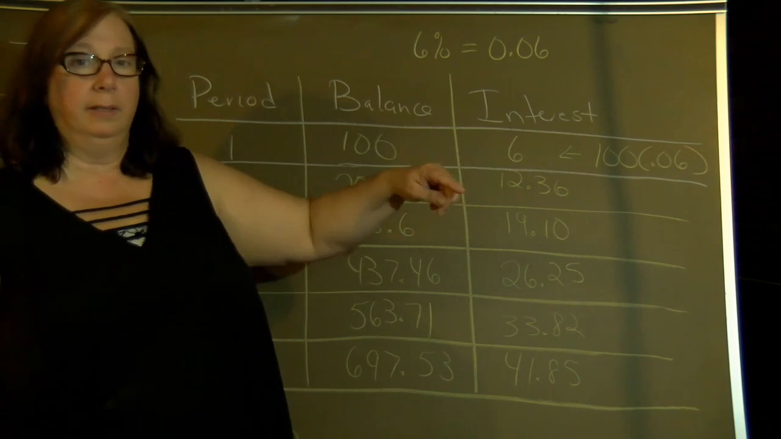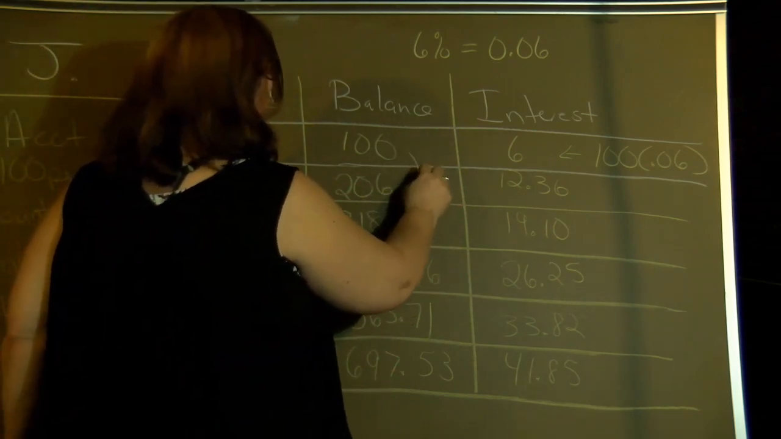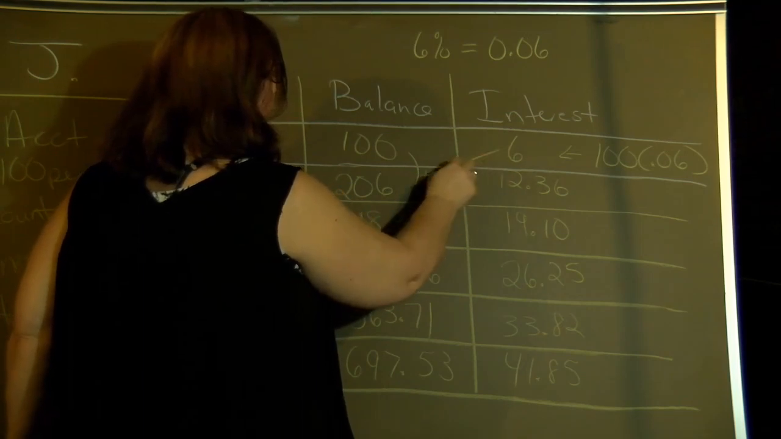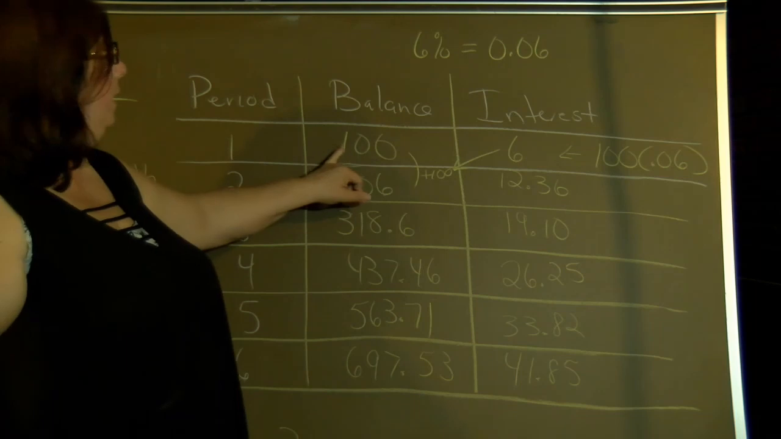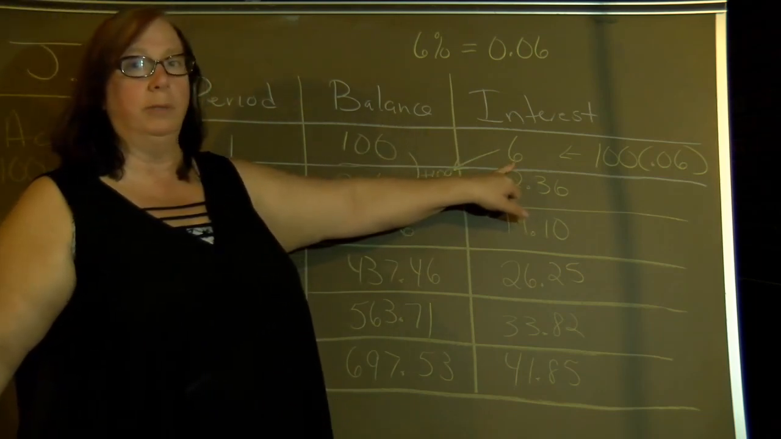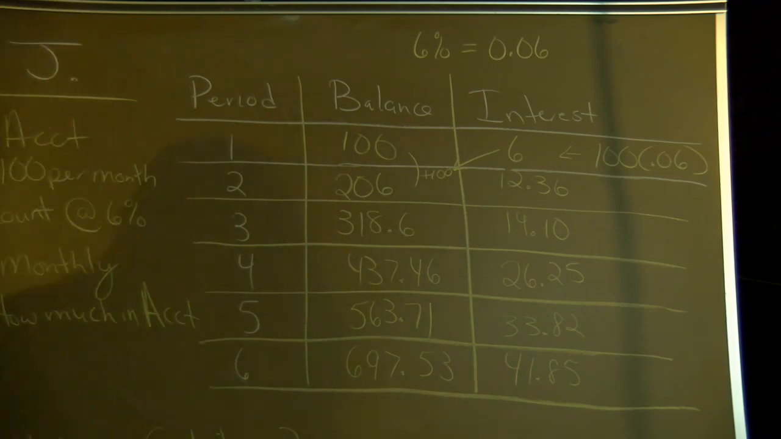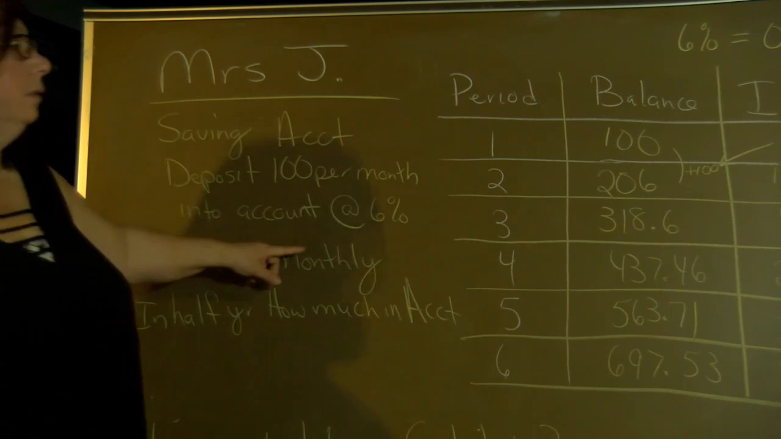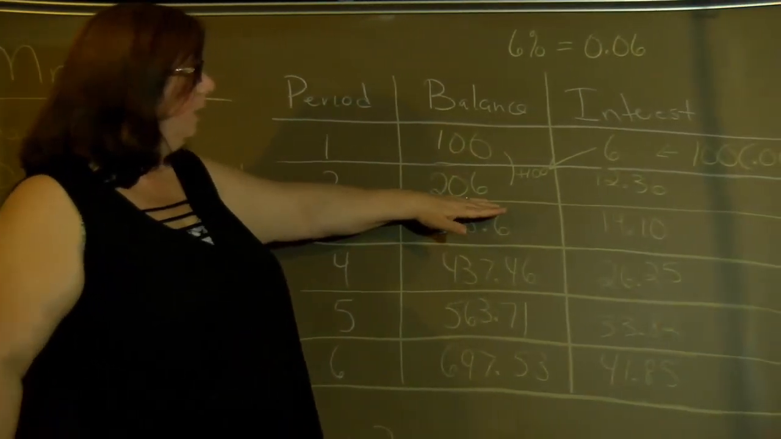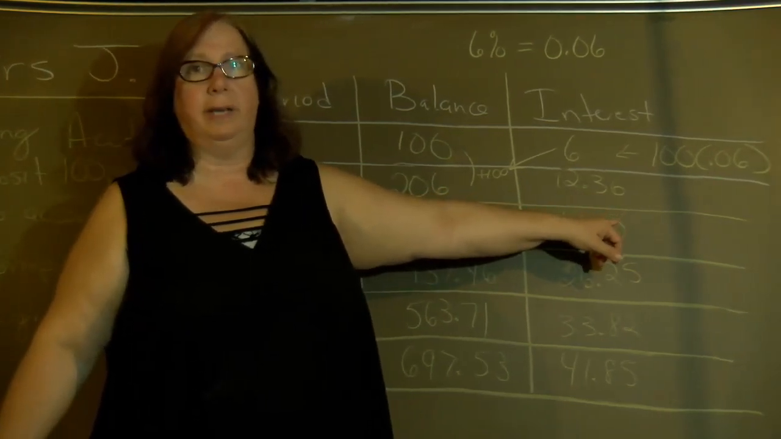To the next month, so when we get this statement, we're going to add $100 plus the 6% we made, and that's how we get the $206. So we have the $106 that was in there, plus another $100 that we deposited, because we're making deposits of $100 a month. When the next statement comes, then it'll be $206 plus the interest that you made that month.